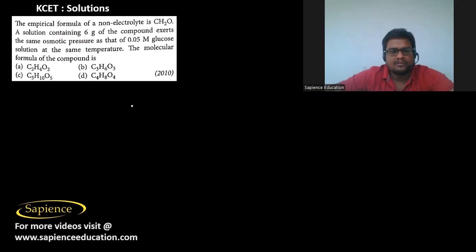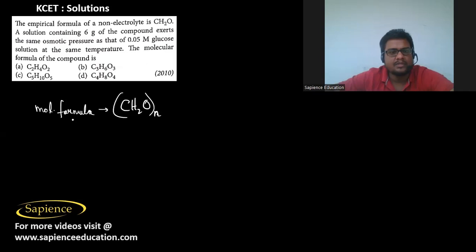The empirical formula of a non-electrolyte is CH2O. So the molecular formula will be (CH2O) whole n, where n we have to find out, since CH2O is the empirical formula. A solution containing 6 gram of the compound exerts the same osmotic pressure as that of 0.05 molar glucose solution at the same temperature. The molecular formula of the compound is?